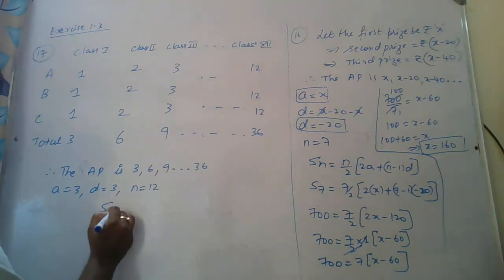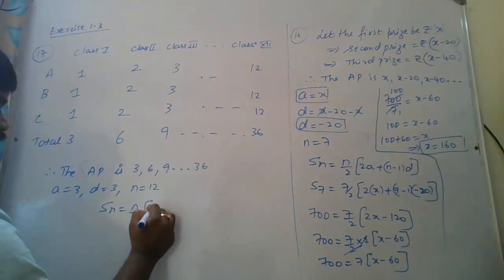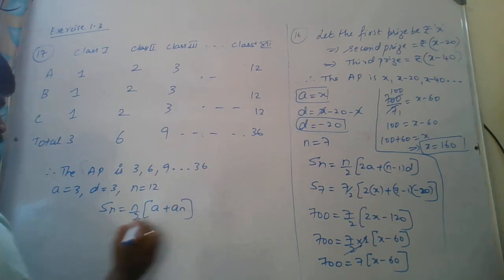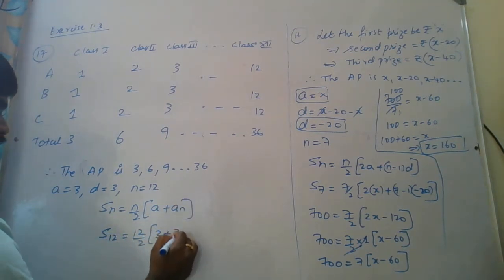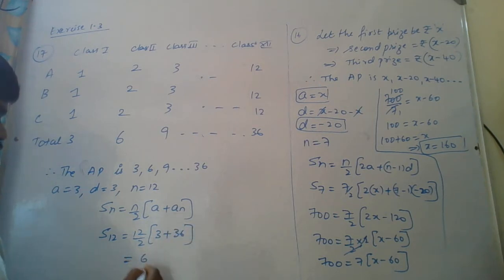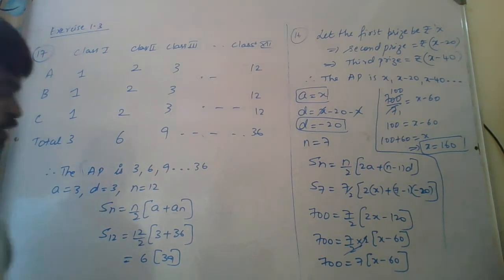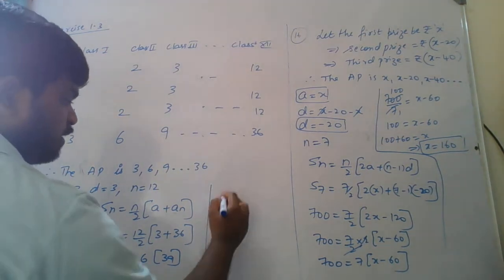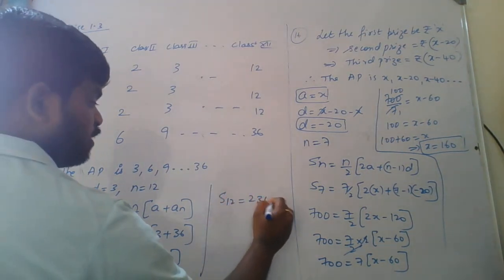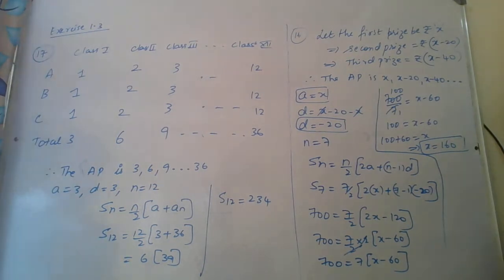So let's use the formula. Sn is equal to n by 2 into A plus An. Therefore, S12 is equal to 12 by 2, A is 3, An is 36. So 12 by 2 gives you 6, 6 into 39. So it gives how many trees? S12 is equal to 234. Yeah, 234.